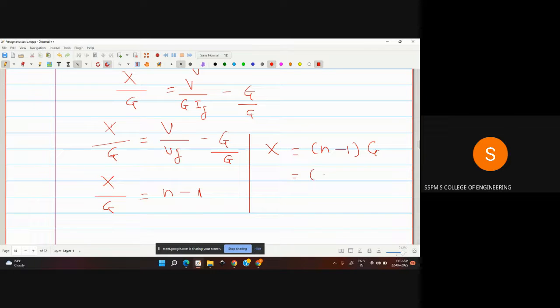Now you know N, N is 10, minus 1, and the value of G is given. What is the value of G? 10,000. So 10 minus 1 is 9, into 10,000, it will be 90,000. So what is the new resistance of the voltmeter? It is 90,000.